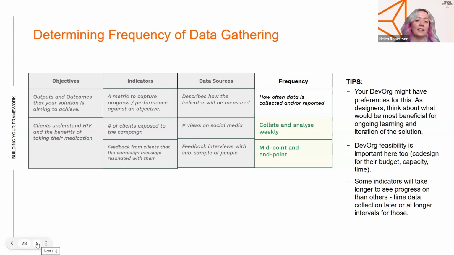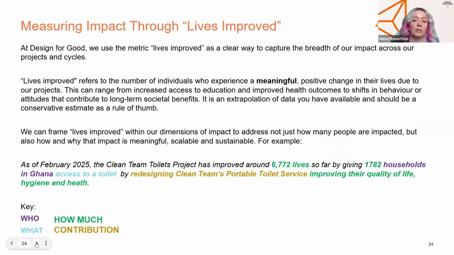If we move to the next slide, then we're going to just touch on measuring impact through lives improved. So at Design for Good, we use the metric lives improved as a clear way to capture the breadth of our impact across our projects and cycles. Our projects are obviously very different and our cycles focus on different things. This gives us a way to look at all of our projects together.